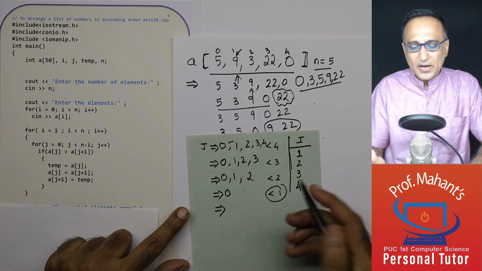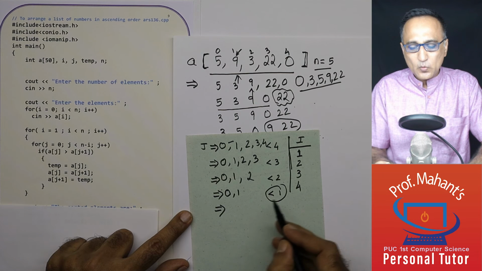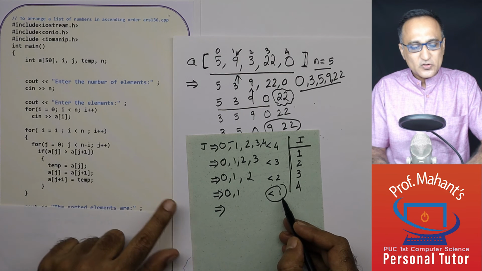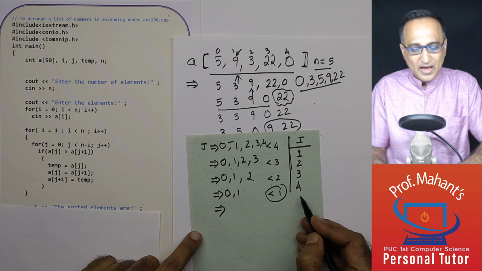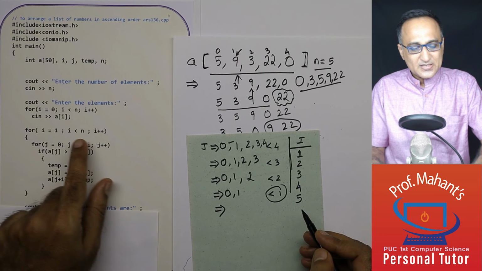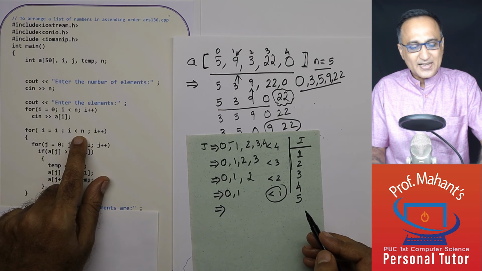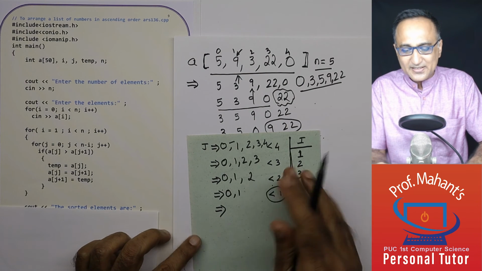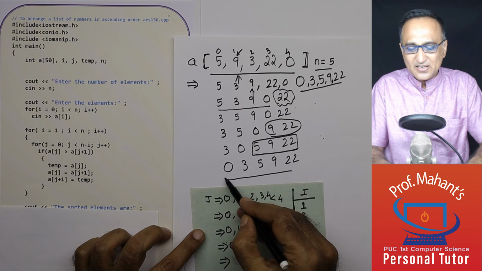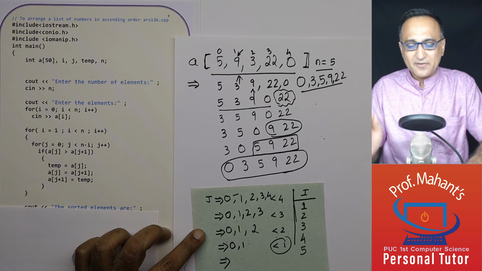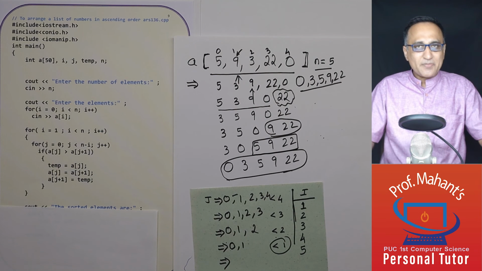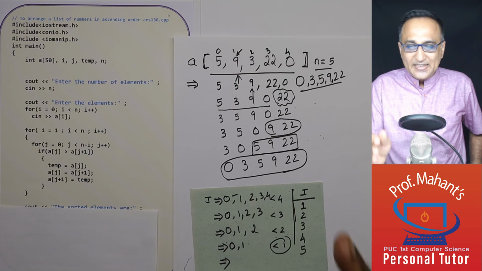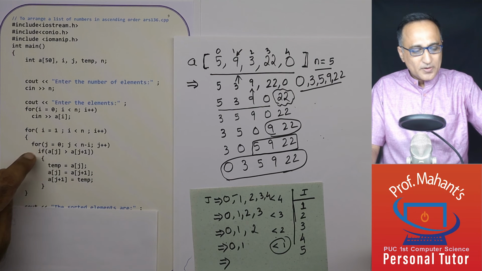Now what happens is the value of j ends up becoming 1. 1 is not less than 1. So it will go back here. I ends up becoming 5. Since I is 5, 5 is not less than 5, you will come out. But when you come out of this, you will have noticed that the numbers have been arranged in the ascending order perfectly.